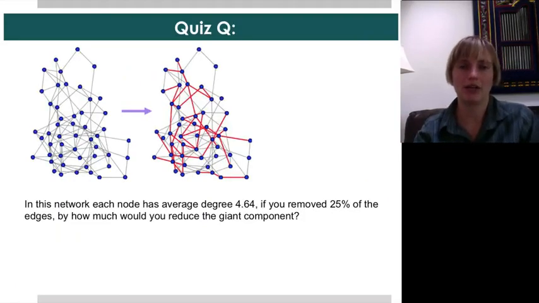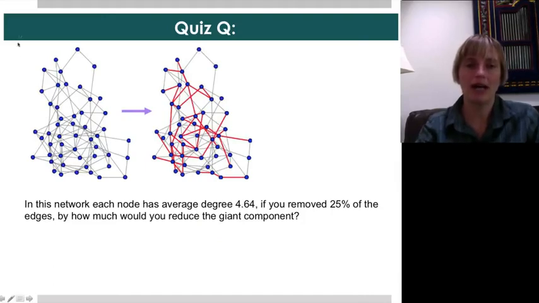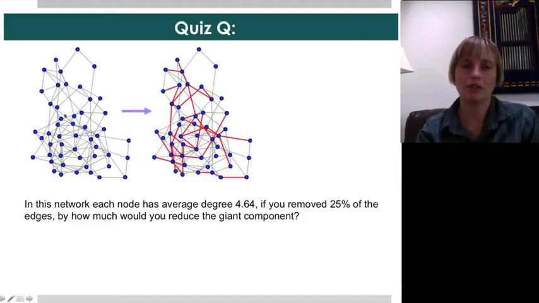So just to check our understanding, if you had this network here where each node has an average degree of approximately 4.6, and you removed a fourth of the edges, and here I've highlighted a fourth, by how much would you reduce the size of the giant component?